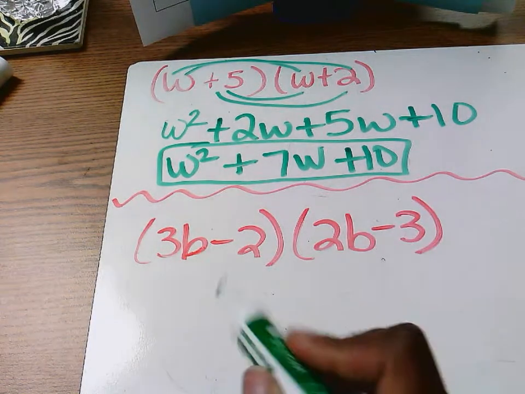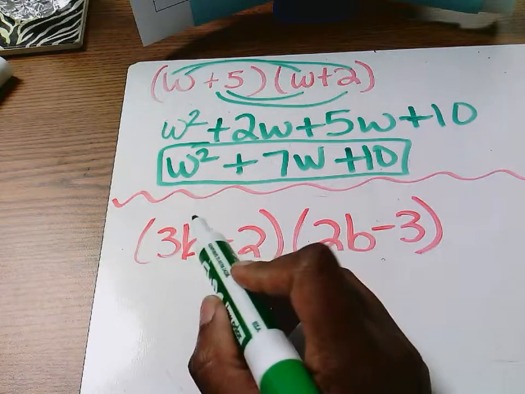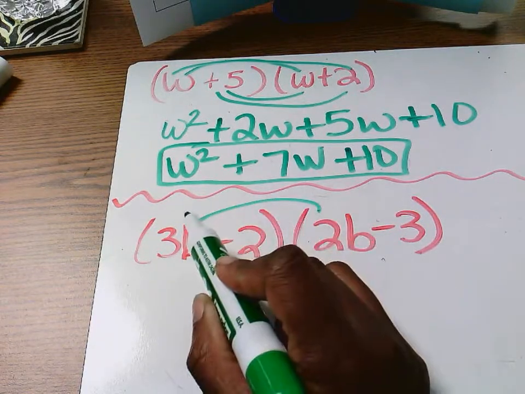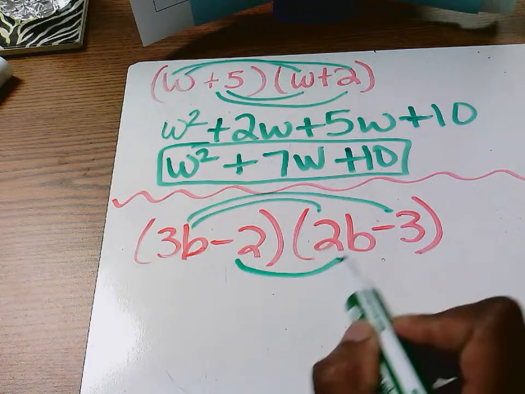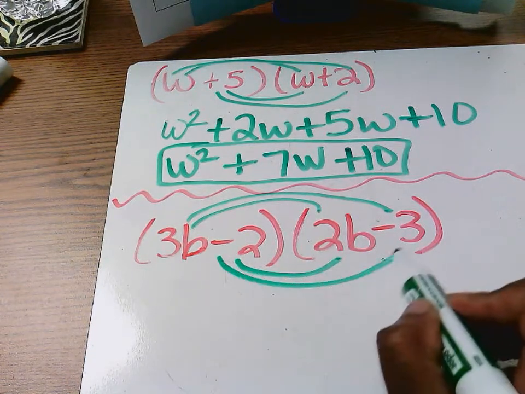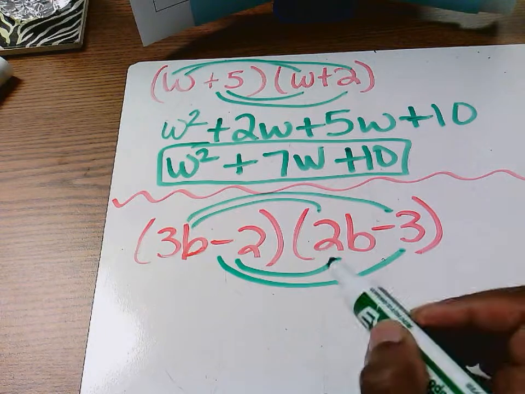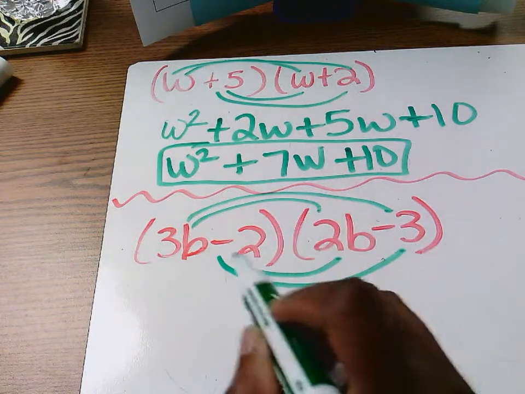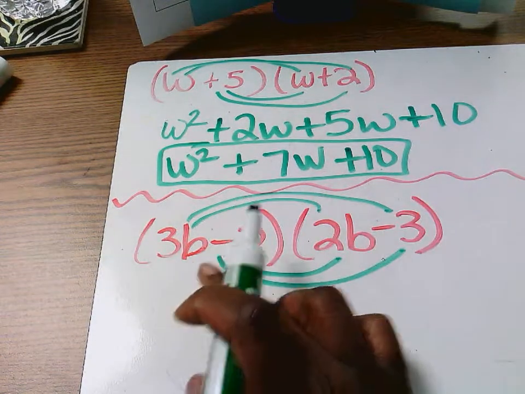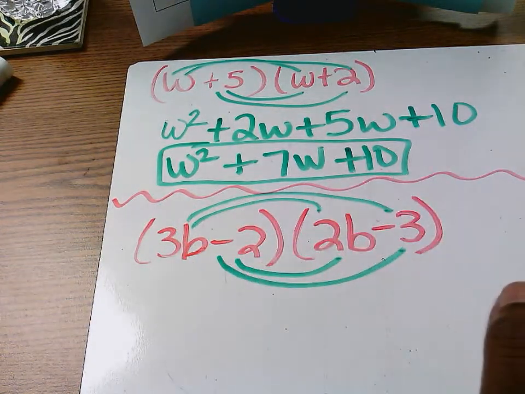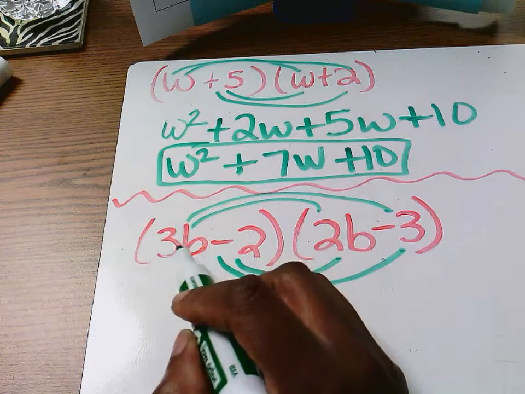And last but not least, 3b times 2b, and then 3b times -3, -2 times 2b, and -2 times -3. Okay, I draw these little rainbows and smiley faces just to remind myself that I have to multiply each term in the parentheses. So let's deal with our first term.